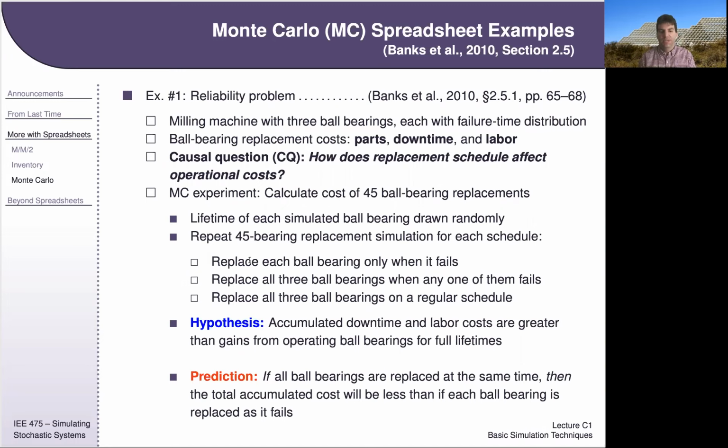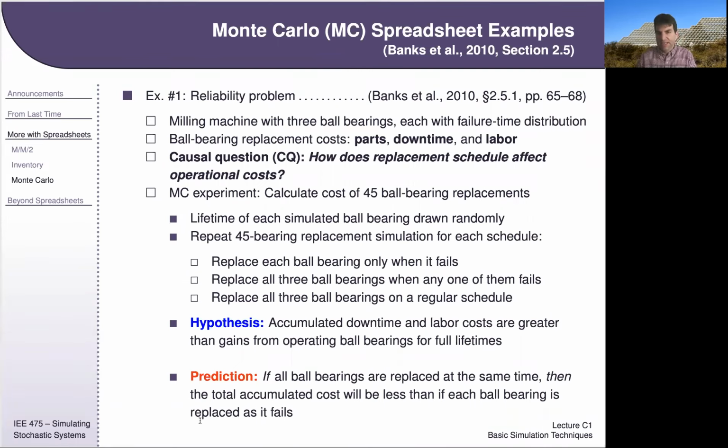So we preemptively replace. And we might test a hypothesis, and that hypothesis might be that accumulated downtime and labor costs are greater than the gains from operating the ball bearings for their full lifetimes. If we have a hypothesis, that's a predicted answer to our question. Our question: how does the schedule affect this? Then we can make a prediction in accordance to that hypothesis. If that hypothesis is true, then if all bearings are replaced at the same time, the total accumulated cost will be less than if ball bearings are replaced as they fail. That's our prediction. And we run the simulation to evaluate whether that prediction held up.